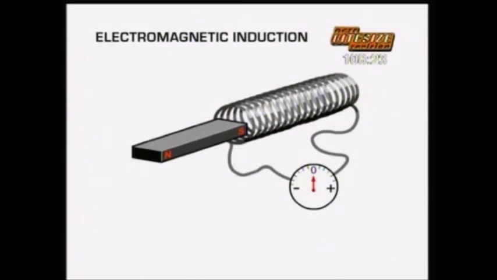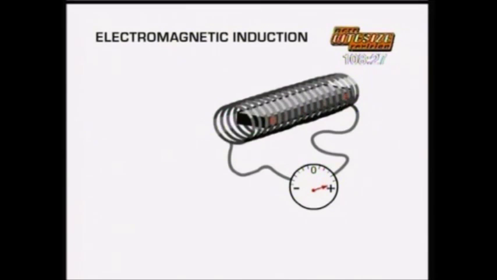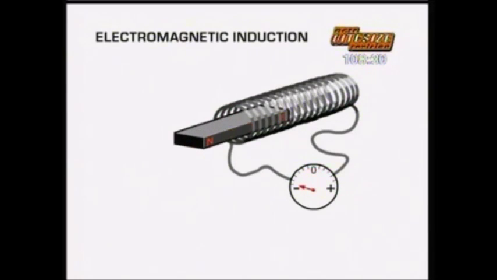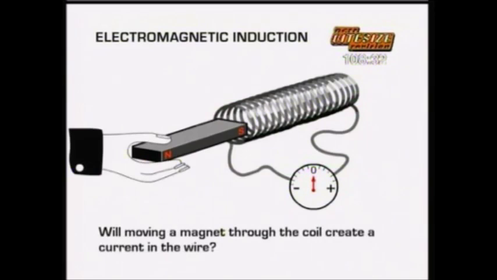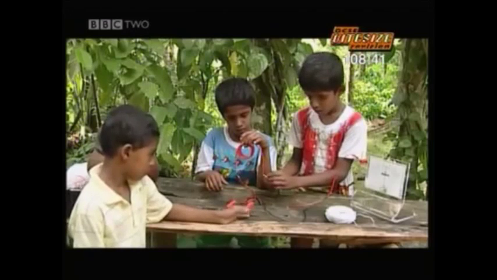Let's see what happens with a coil of wire. We know that a current flowing in a coil of wire creates a magnetic field in the coil. Will moving a magnet through the coil create a current in the wire? Watch the next clip and see what happens.